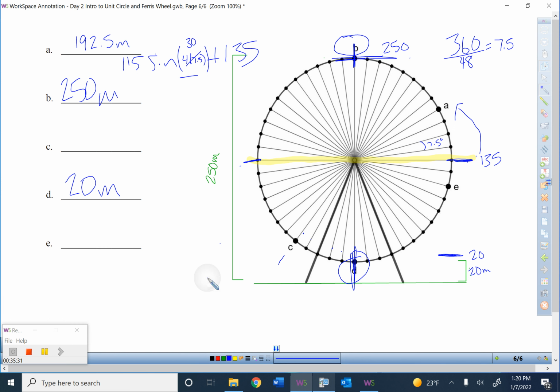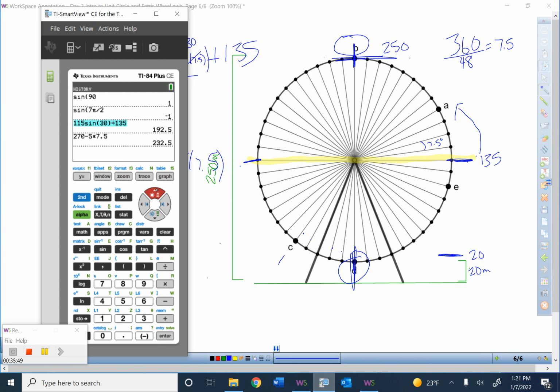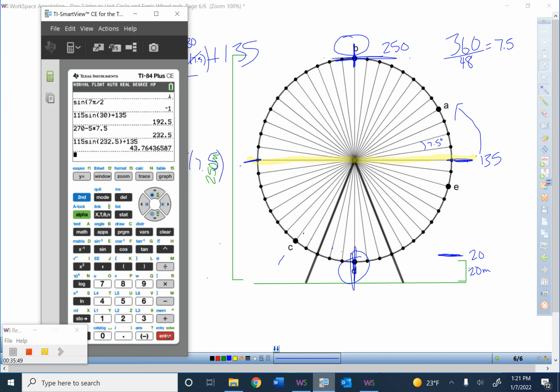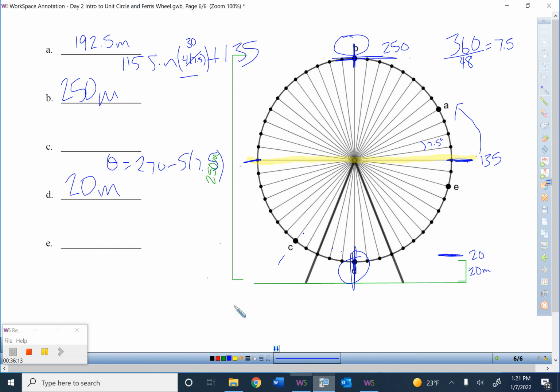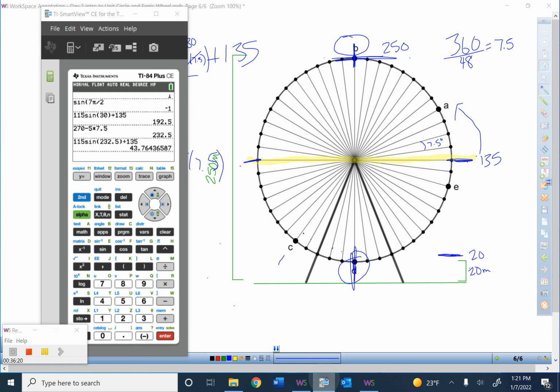So that gives me 232.5. Make yourself some notes so you don't forget what you did. Theta is 270 minus 5 times 7.5. And then from there, we're plugging that into our calculator. Same formula as before. If you want to just go grab the formula from before, you can. And then we're just changing our angle to 232.5. There it is, 43.8 meters. We're just going to round.